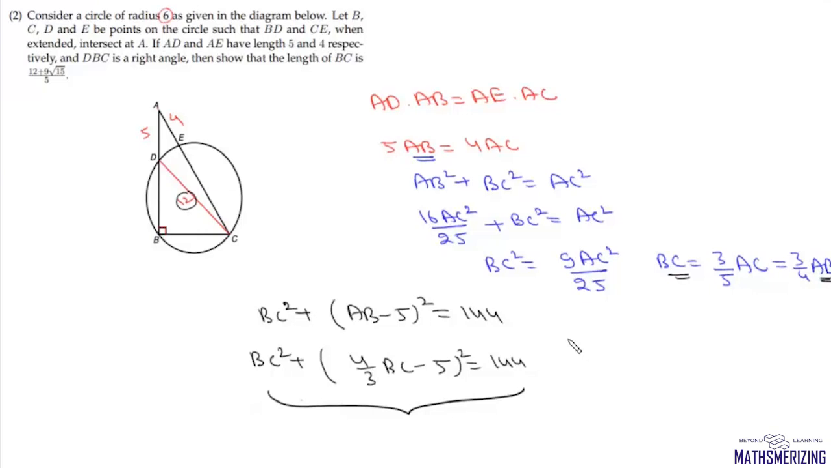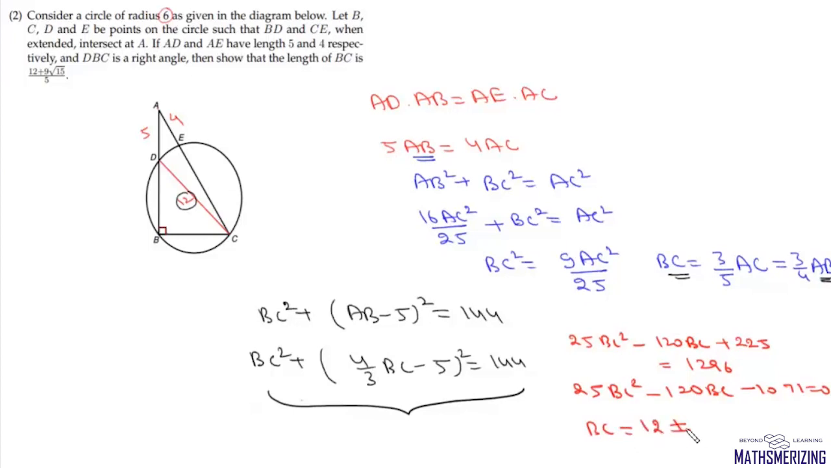We can write this quadratic equation as 25 BC square minus 120 BC plus 225, and it is equal to 1296, which is 25 BC square minus 120 BC minus 1071 equals 0. So we'll solve this equation. We'll get BC as 12 plus minus 9 root 15 upon 5.